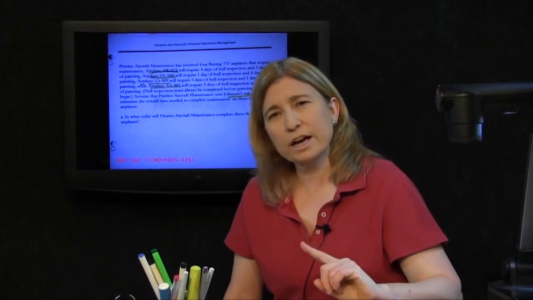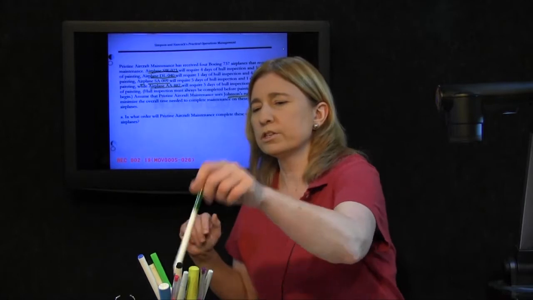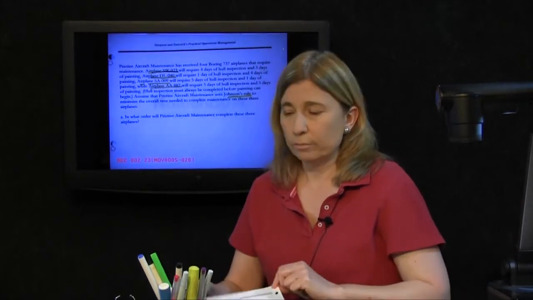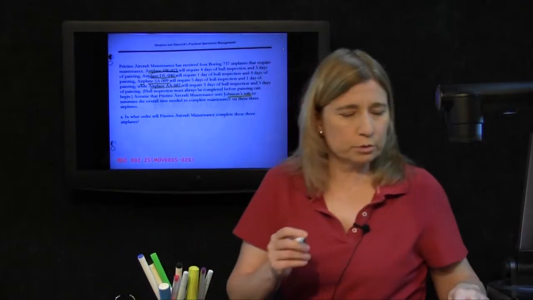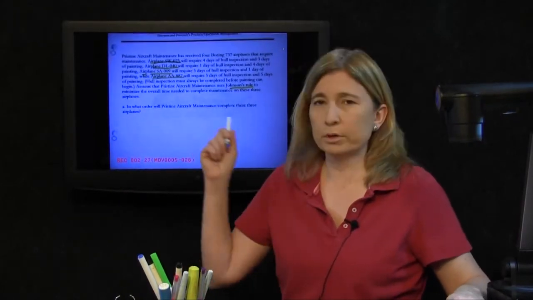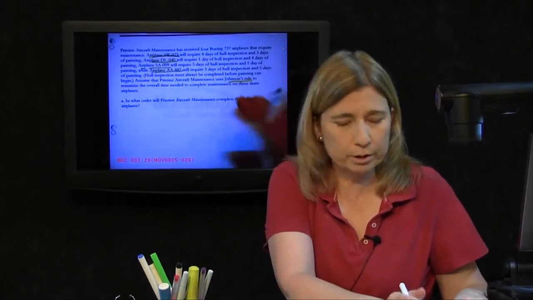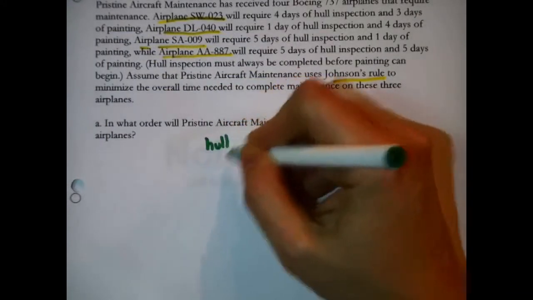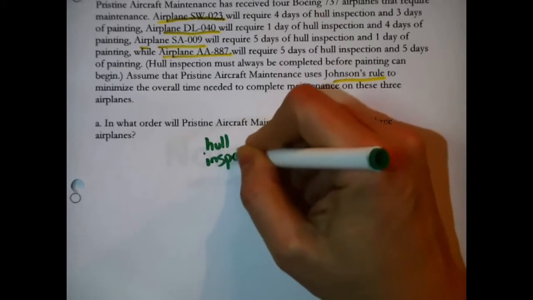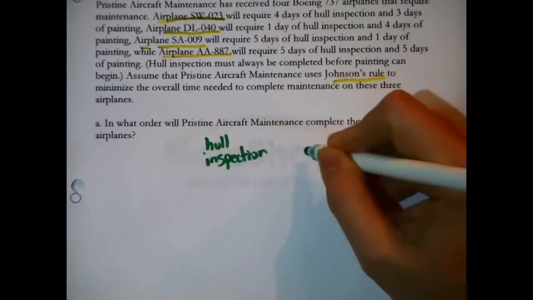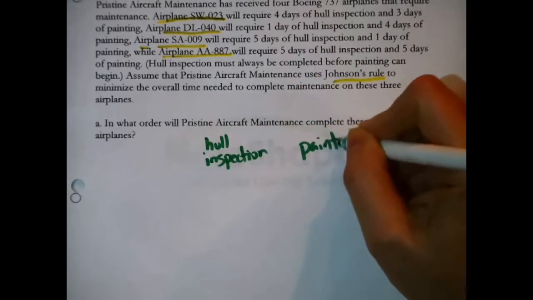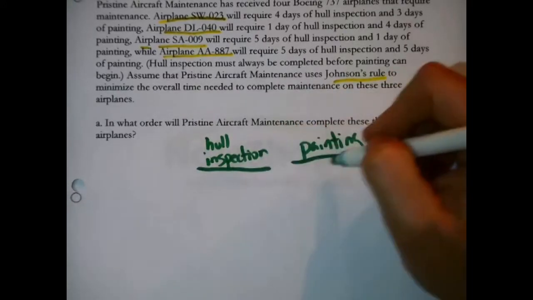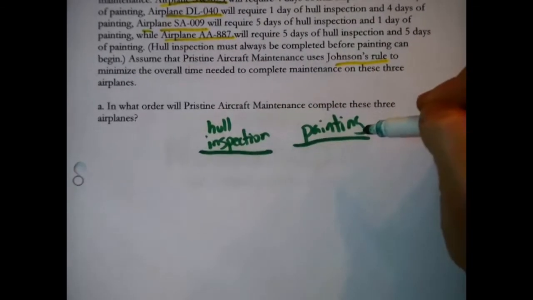The best way to tackle this particular problem is to take this information first and set it up as a table. A lot of times with a Johnson's rule problem, the table will already be there, but notice we just have an anecdote, a paragraph. Not a problem. I'm just getting organized. Hull inspection, painting. These are the 2 work centers, the 2 phases, the 2-step process that's mentioned in this problem.